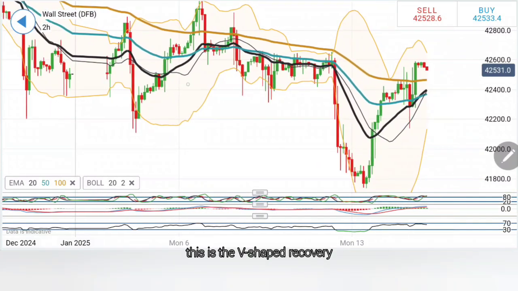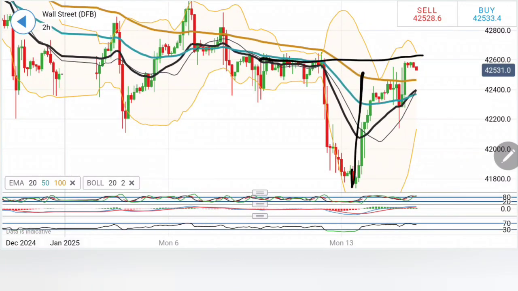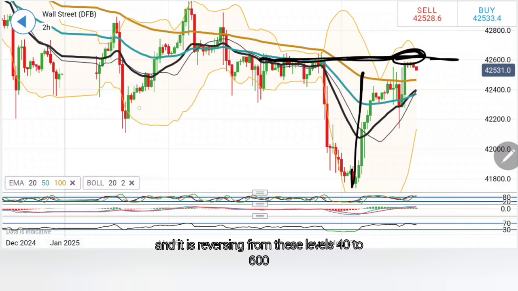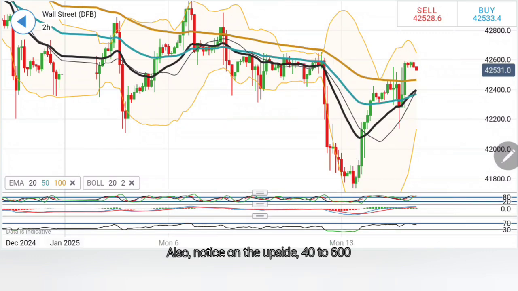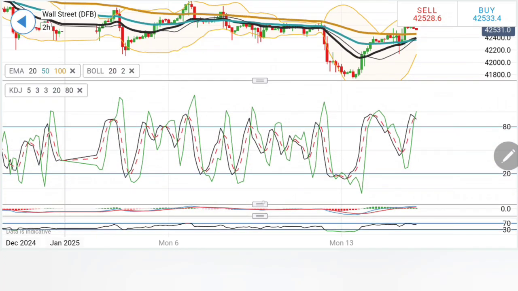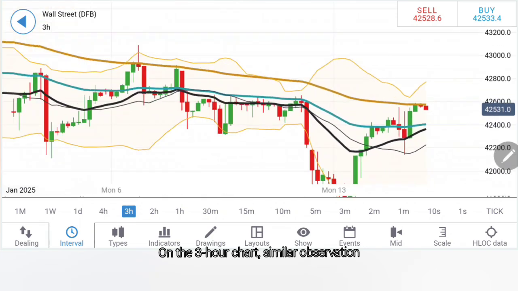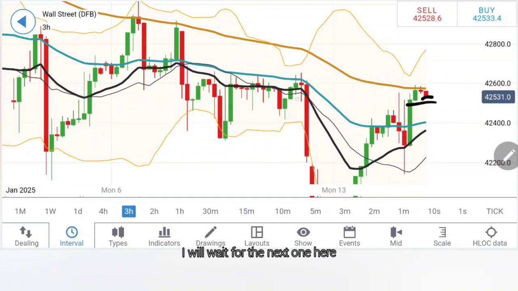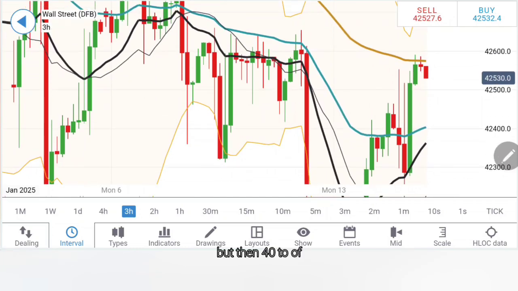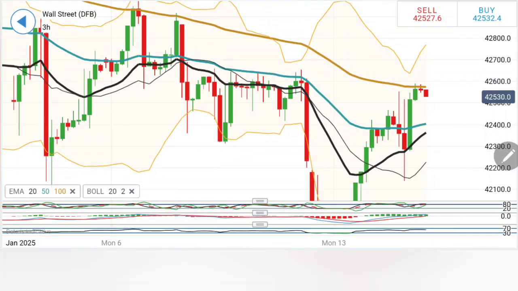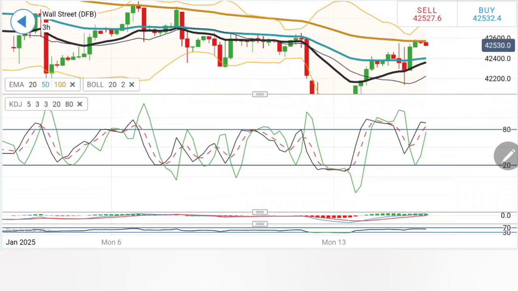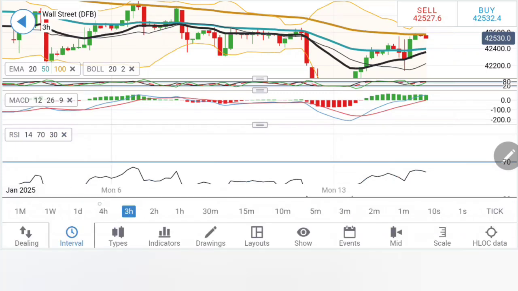Also notice this is the V-shaped recovery which US30 has shown, and it is reversing from these levels, 42,600. Also notice on the upside, 42,600, 650 is going to remain a greater resistance for US30 to break beyond. Stochastic overbought, MACD rising, RSI trying to take a dip. On the 3-hour chart, similar observation, first red candle. I'll wait for the next one here, and thus if you see it is staying below 42,500, you can sell. But then 42,470, 450 is the first, 42,400 is the next, 42,360 and 300 is the fourth. Only below 42,300 is it bearish. Stochastic overbought, MACD rising, RSI flat.